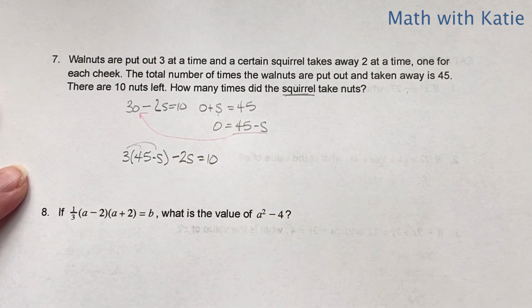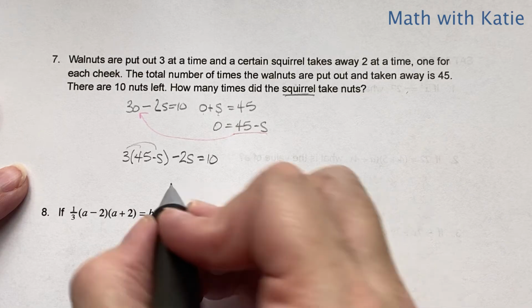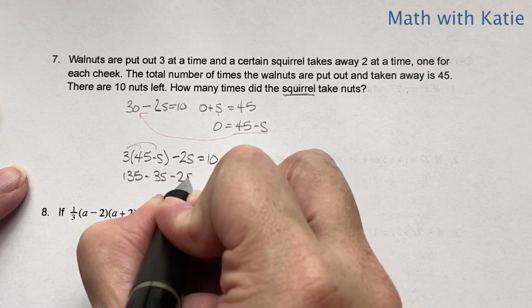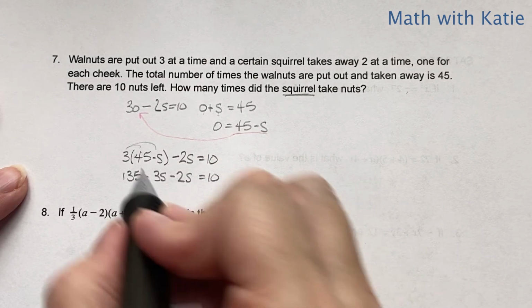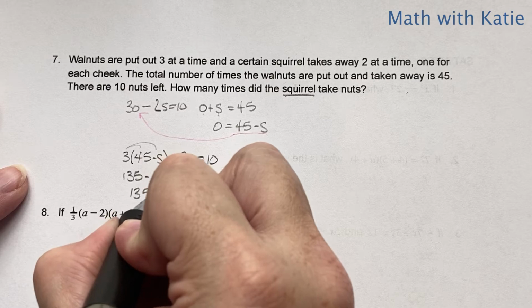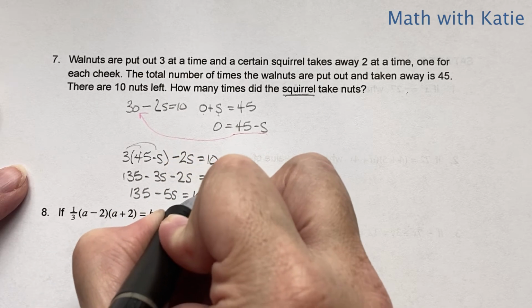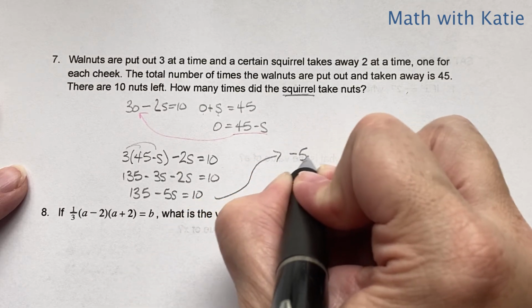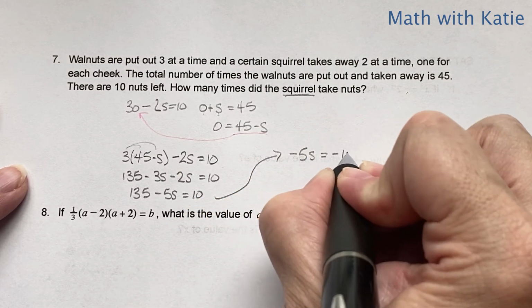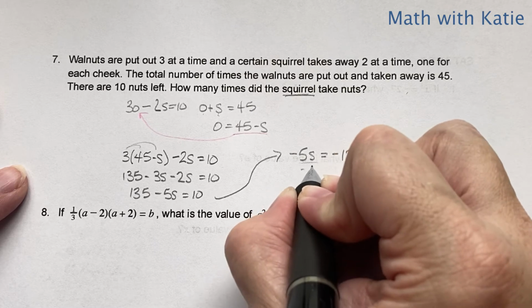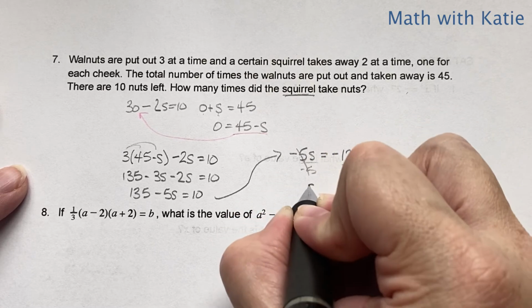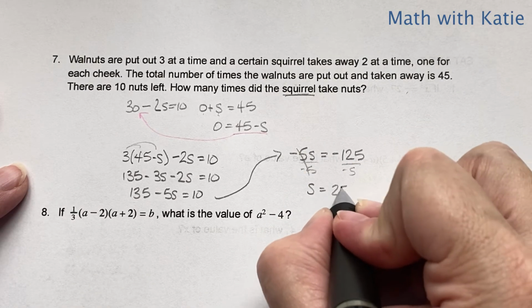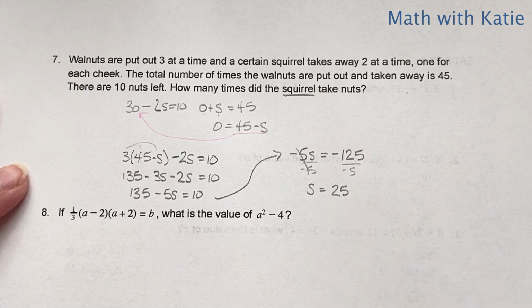Distribute that out. So we get 135 minus 3s minus 2s equals 10. So 135 minus 5s equals 10. Subtract the 135 over. So we get negative 5s equals negative 125. Divide by the negative 5. 125 divided by 5, 25. So the squirrel took nuts away 25 times.